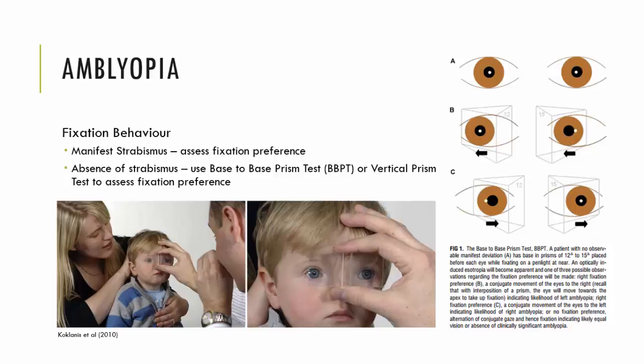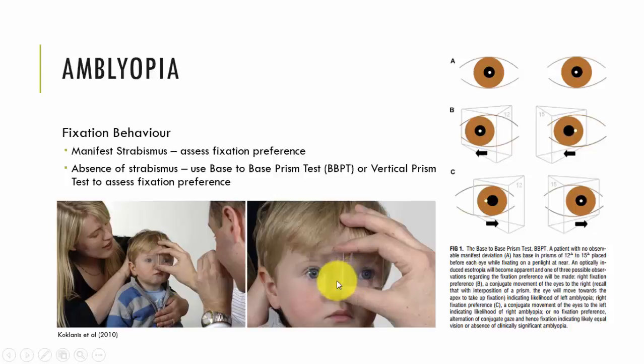Now, what do we do when a patient has straight eyes? We don't have the benefit of the presence of a manifest strabismus to see whether they prefer fixation with one eye over the other. Well, then we can induce strabismus and see what they do in relation to their fixation. One of these tests is the base-to-base prism test. We can see here the base-to-base prism test being performed, where two prisms are placed base-to-base between your fingers and held before the patient's eyes.